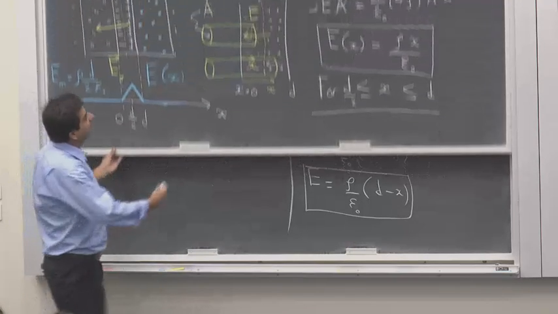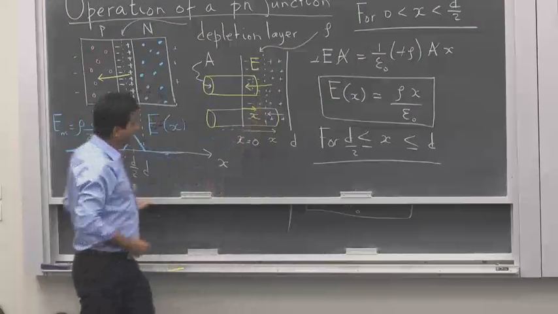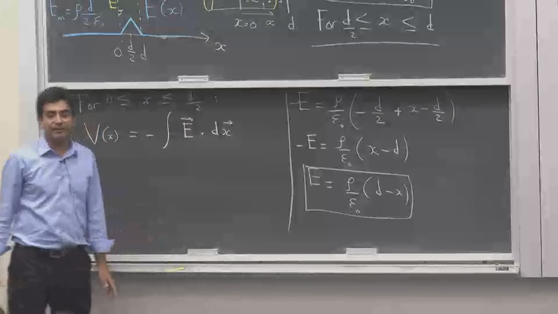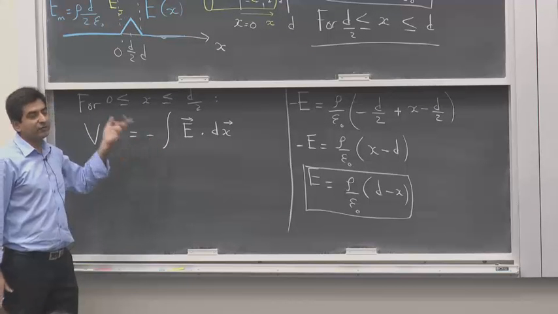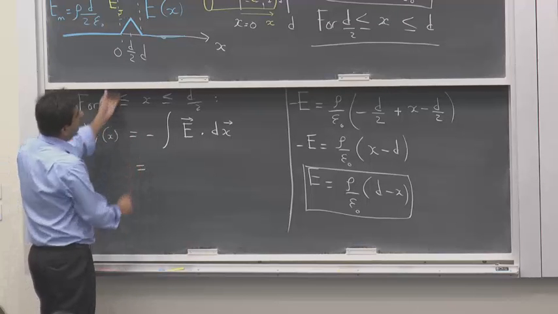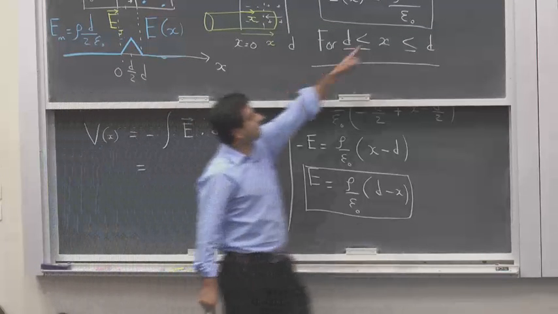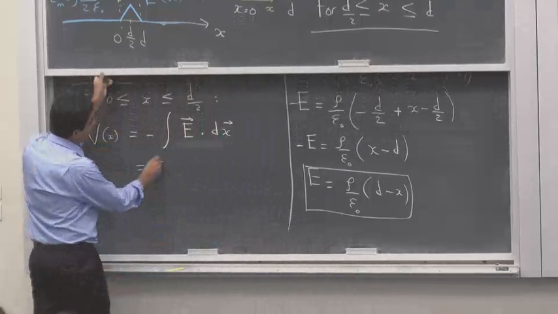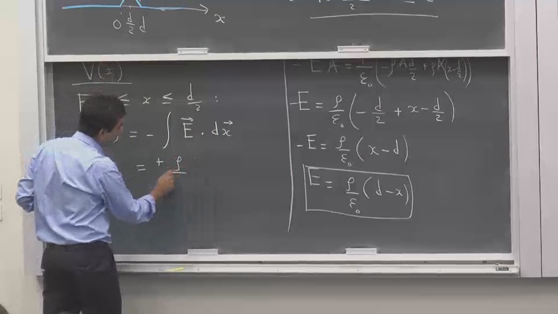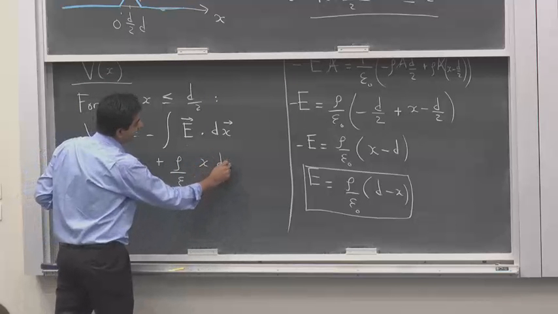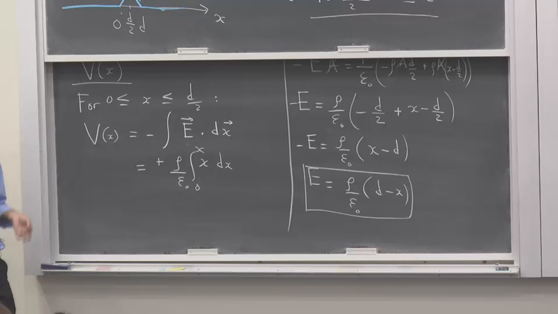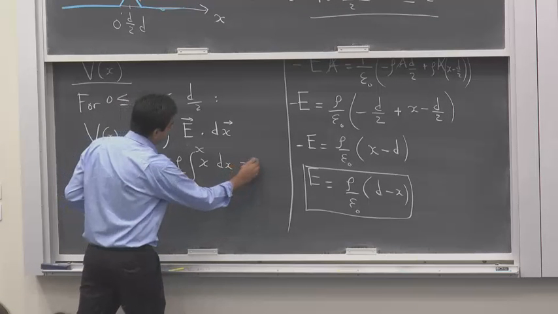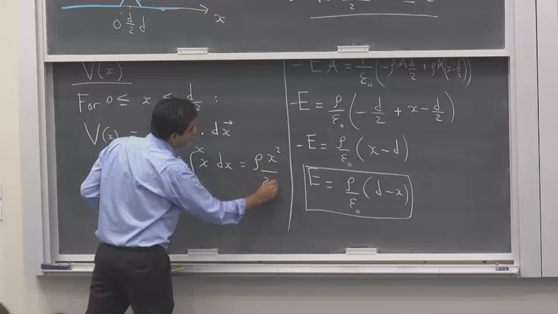Now the electric field is pointing to the left and we are moving towards the right. So this dot product is negative, and the negative catches up with this negative sign to give you a positive sign. So I'm left with, and the electric field inside this region is given by rho x over epsilon naught, plus rho over epsilon naught x dx, where I go from 0 to some point x. So this is the potential at point x inside the left side of the depletion region. And this turns out to be rho x squared over 2 epsilon naught.